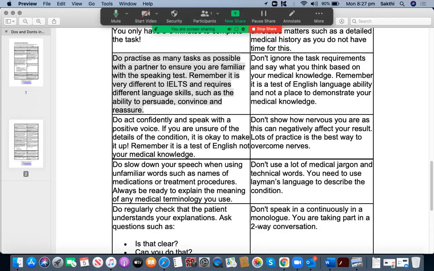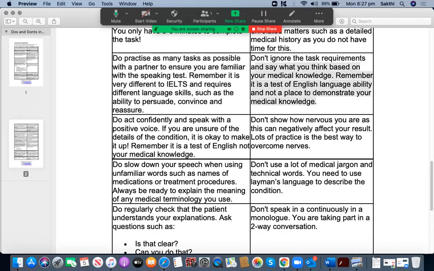Whereas in this case, you need to act as a caregiver, for example, like a mother to the baby. So a mother is going to provide care to the baby. So the mother needs to persuade the baby, convince the baby, and reassure the baby. So it's going to happen the same way in the OET speaking role play conversation as well.